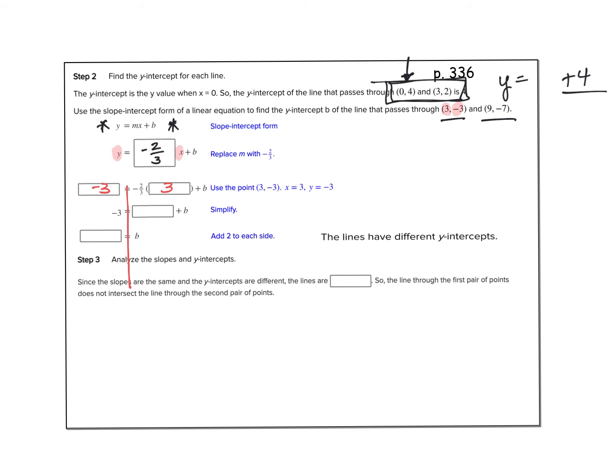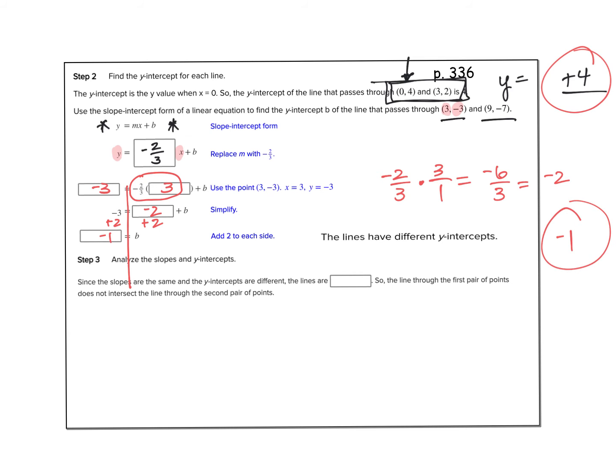Now for this part, negative 2/3 times 3, I'll do it over here, times 3 over 1. If I go straight across, I get negative 6 over 3. If I divide that out, I get negative 2, plus b. Now if I want to get b by itself, I'll add 2 to both sides. I end up with b equals negative 1. So the y-intercept of that one is negative 1.